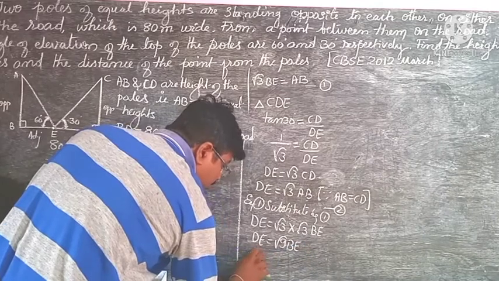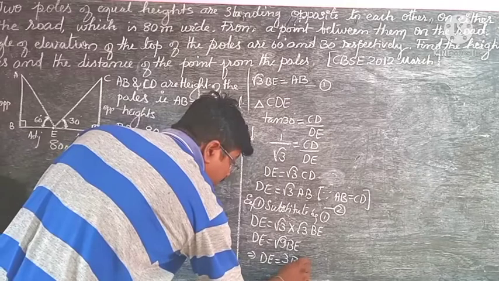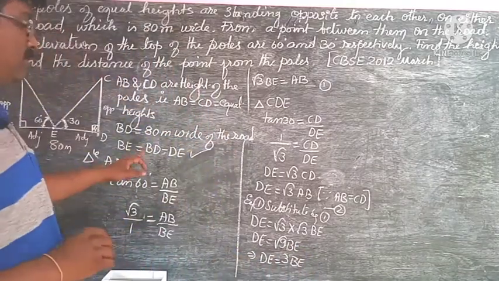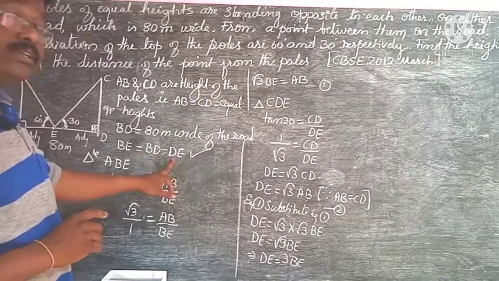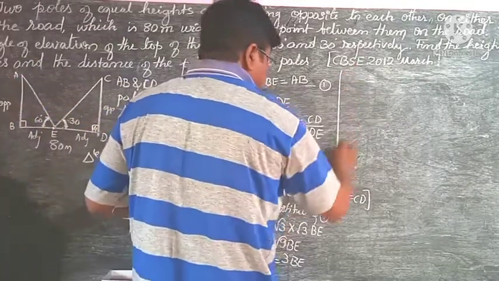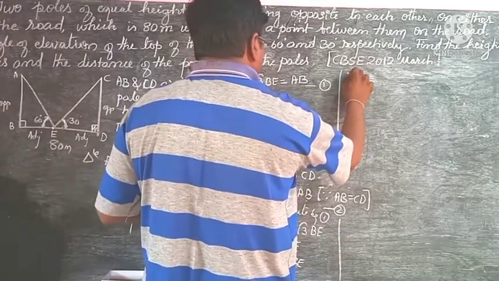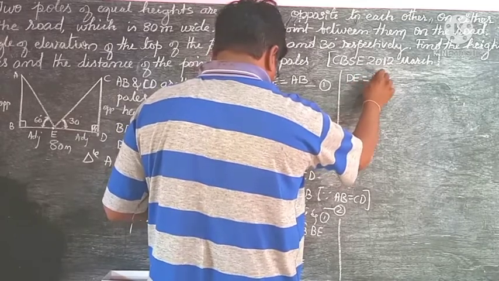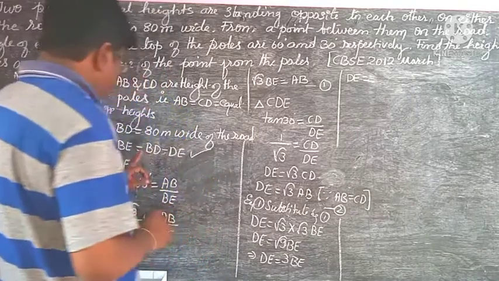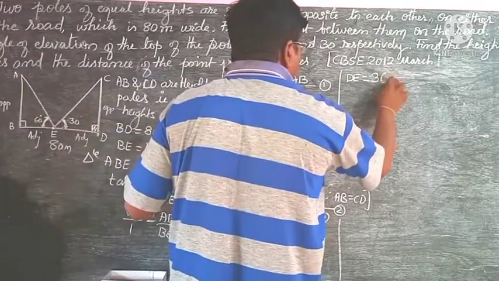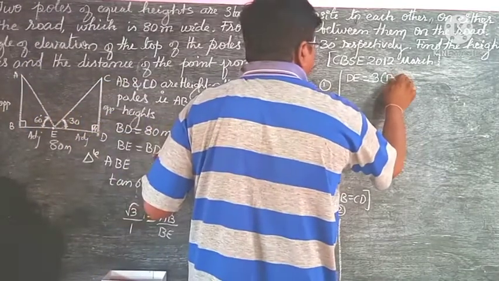So DE is equal to 3 BE. But BE is nothing but BD minus DE. So 3 times BE is nothing but BD minus DE.